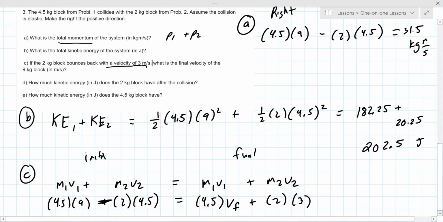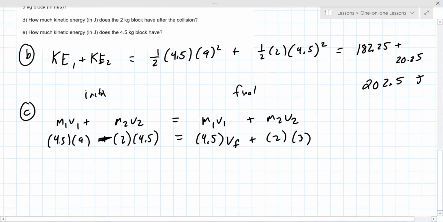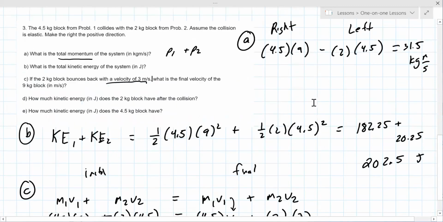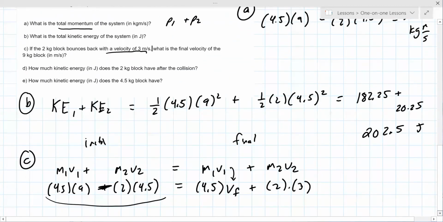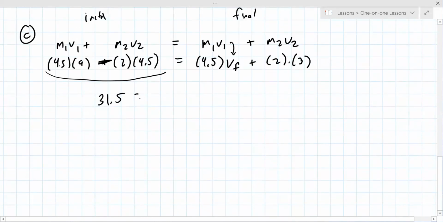So we're solving this for V final. Do we have V final? Like the 4.5 VF, does that count as a variable? 4.5 is the mass of the box. So we're just solving. I switched V1 to V final, but it's the final velocity of that box, so it's the only variable. We actually already did this calculation in part A. Part A is 31.5. 31.5 equals 4.5 VF plus 6. That's right.